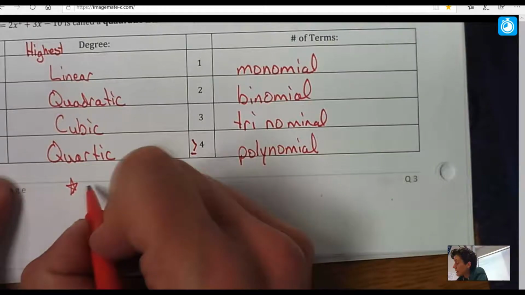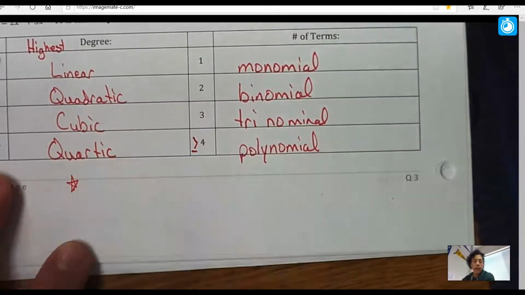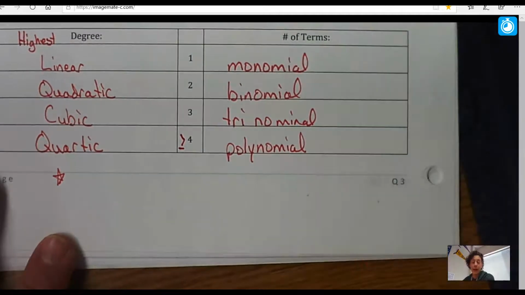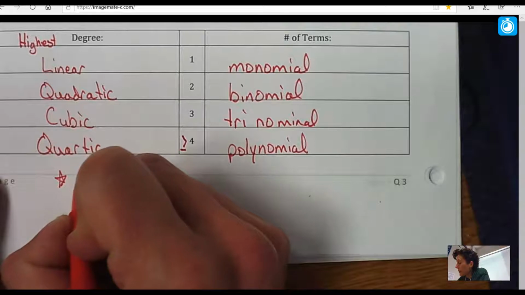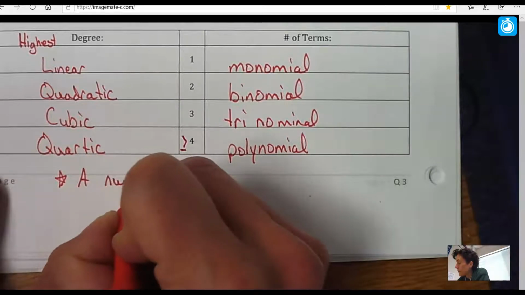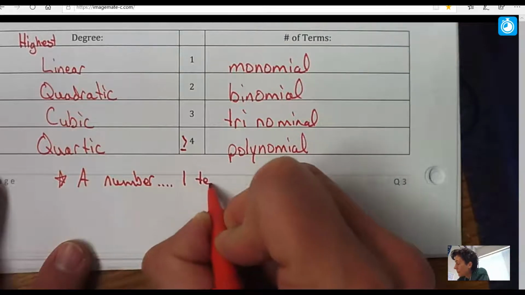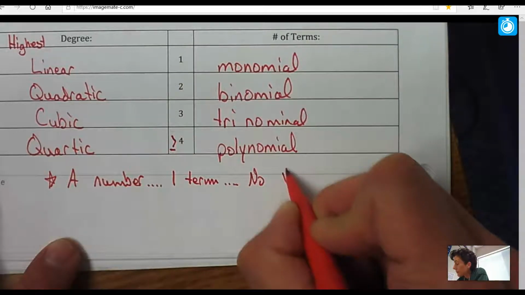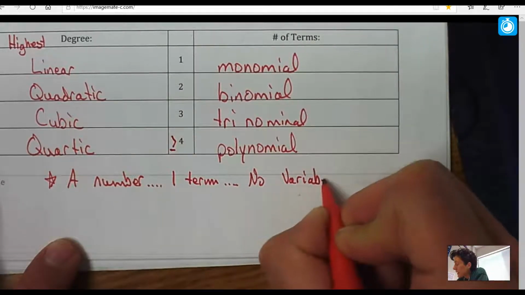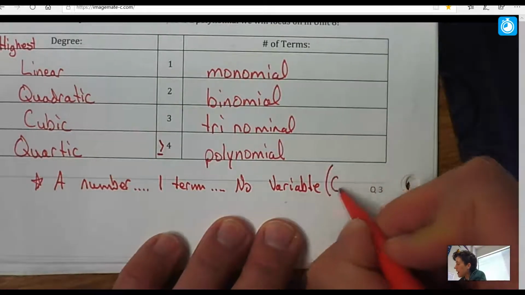So if you just see a number, so that means one term, no variable, then that has a special name. It's called a constant.